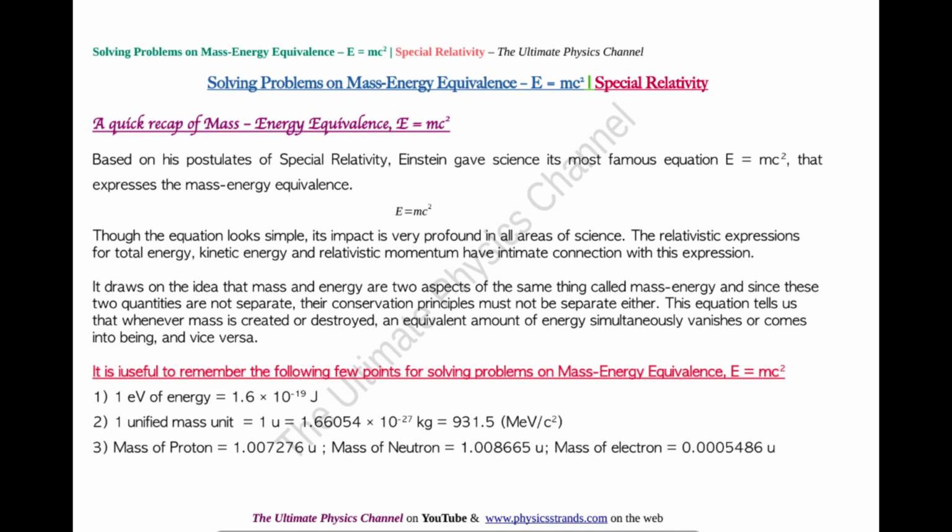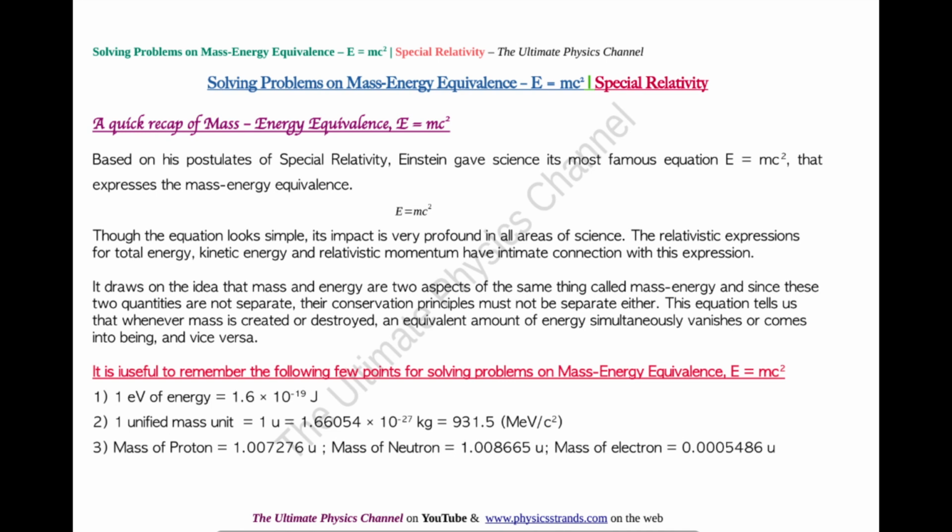Now, the idea of mass energy equivalence draws on the concept that mass and energy are two aspects of the same thing called mass energy, and since these two quantities are not separate, their conservation principles must not be separate either. This equation tells us that whenever mass is created or destroyed, an equivalent amount of energy simultaneously vanishes or comes into being, and vice versa.